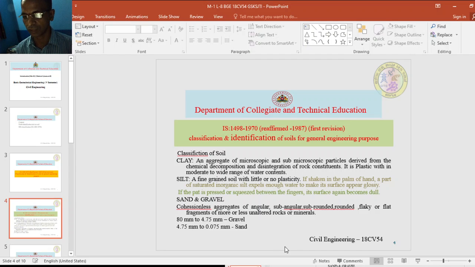varying from 80 mm to 4.75 mm. We are calling it gravel. 4.75 mm to 0.075 mm, we are calling it sand. And the silt is 0.075 mm and smaller size, so we are calling it the silt and clay size fraction.